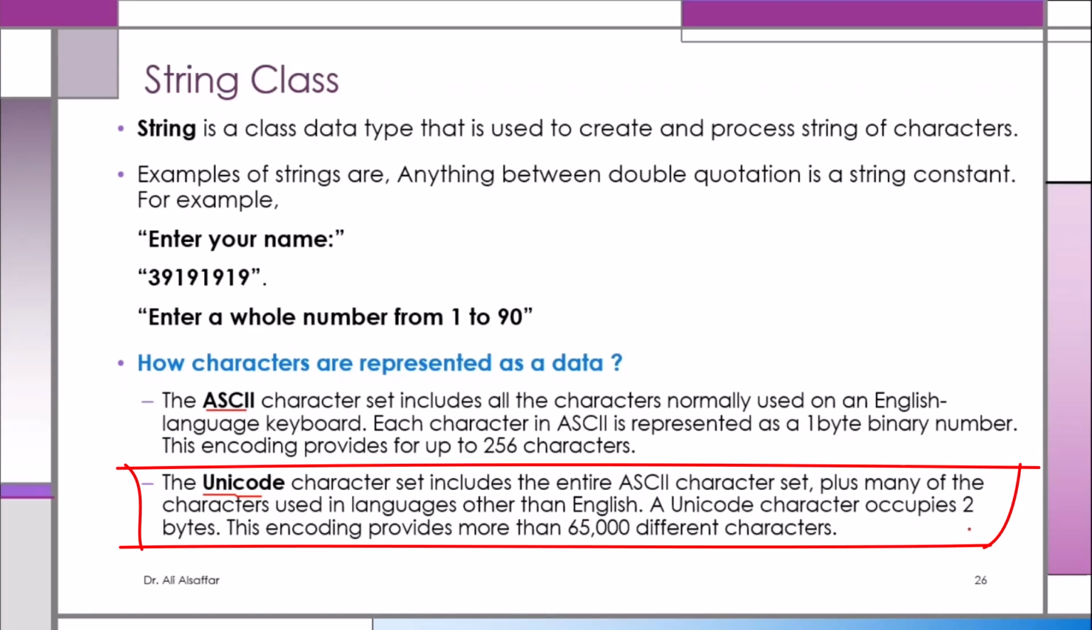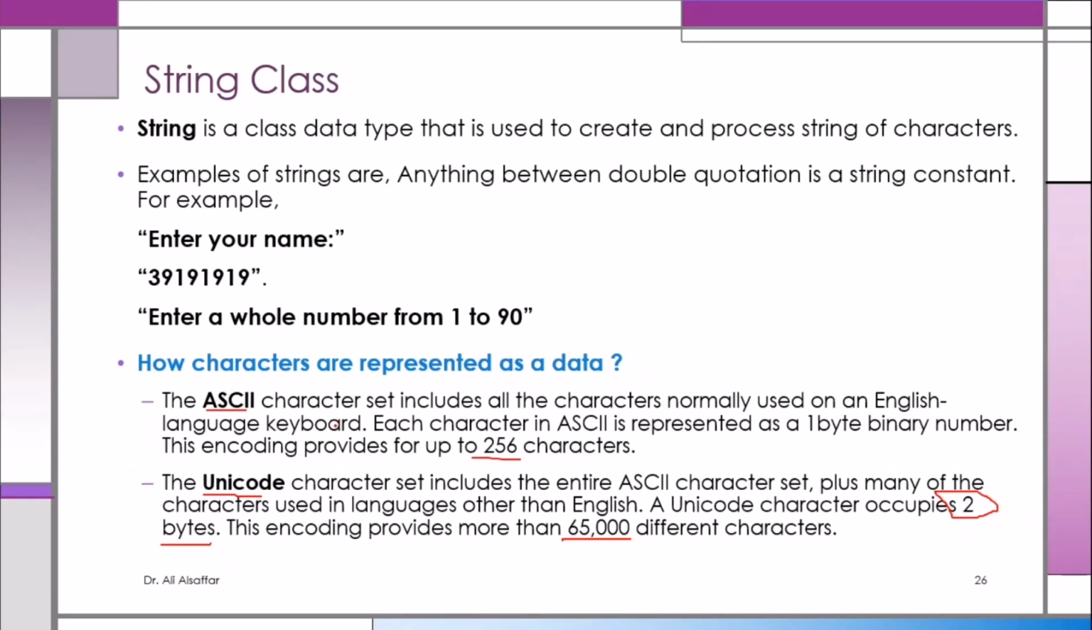So Unicode consists of 2 bytes. You are increasing the number of characters representing a string, so you can represent 65,000 different characters. This is just to show you how characters are represented in the memory. They are represented by code.